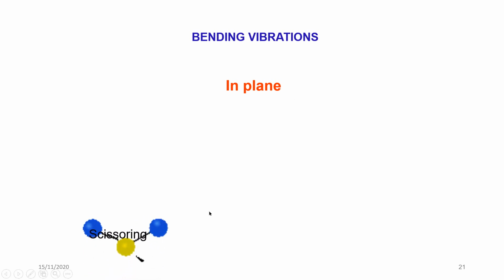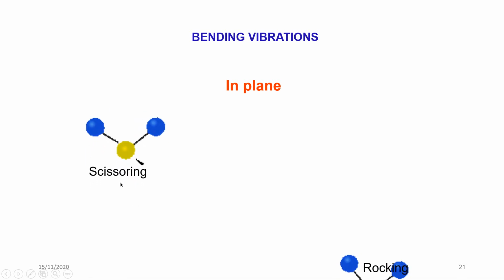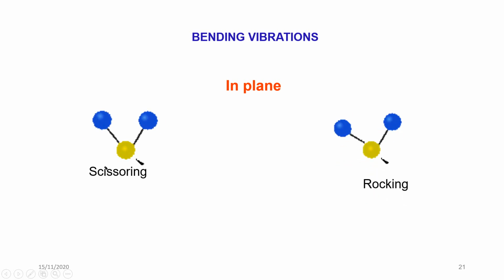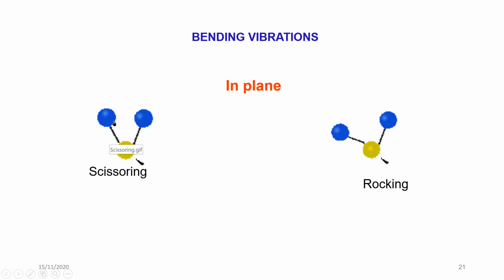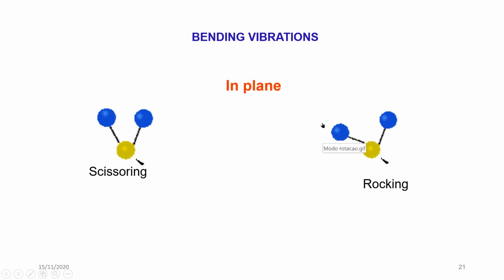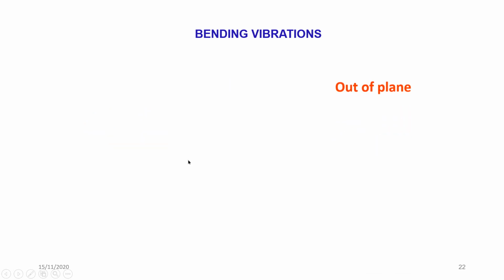Then in-plane bending vibrations: scissoring and rocking. In scissoring, the two atoms will come near at a time, and in rocking, both will move on the same side. Both these types of bending vibrations are in plane, meaning they occur in the same plane.